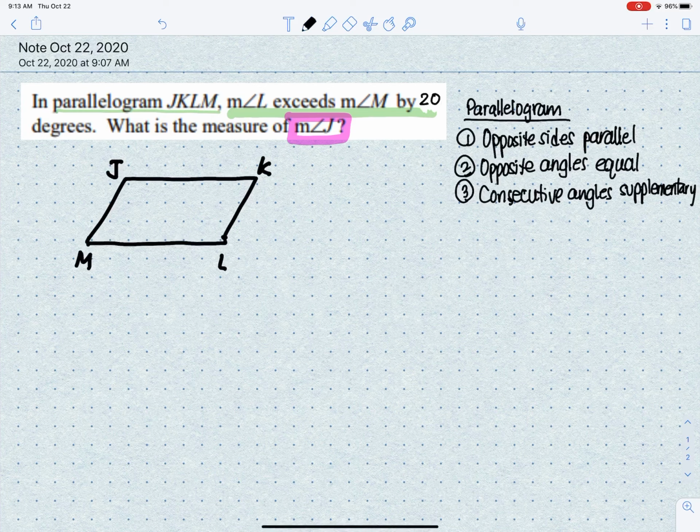All right, so here we have measure of angle L. So right now I'm looking at this angle here, measure of angle L, exceeds. So in English, exceeds means more. So that means plus measure of angle M by 20. We don't know what measure of angle M is, so let me call that M for M. And angle L is actually 20 more than M, so M plus 20.